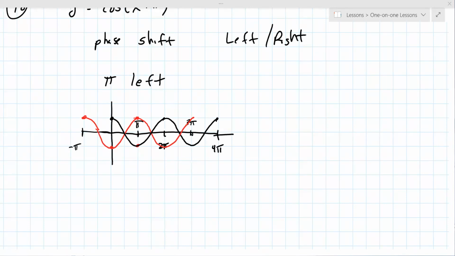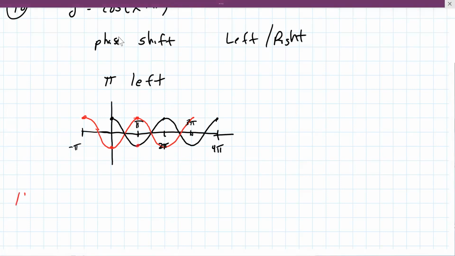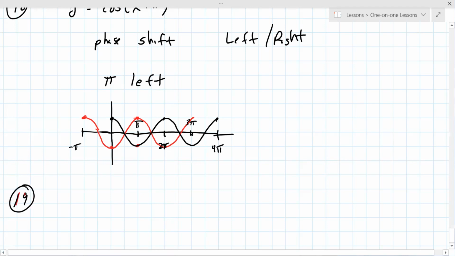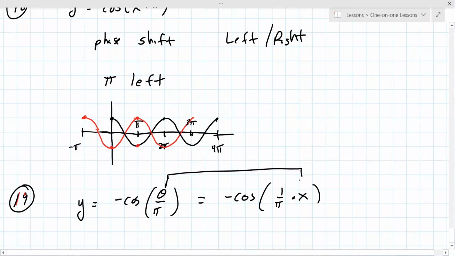All right, I'm back, and we're going to work on the next one, and it's another cosine. So there'll be some continuity here of understanding. Okay. 19. So this is y equals minus cosine theta over pi. Now theta is really x. I'm going to just rewrite this in a way that's a little bit easier. It's 1 over pi times x. So I just made theta into x, and I made this over pi, 1 over pi.